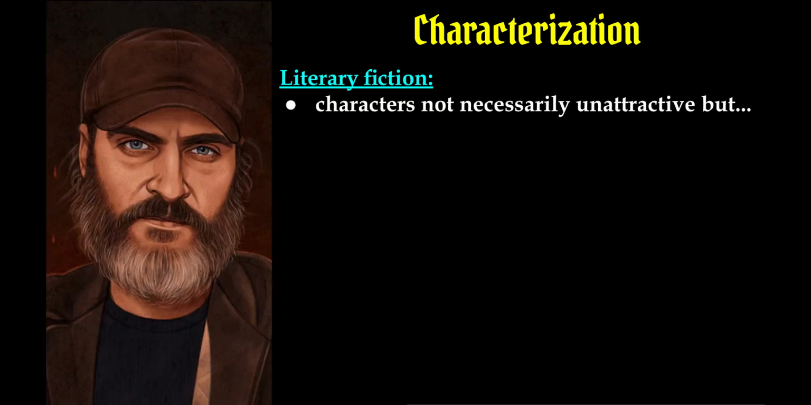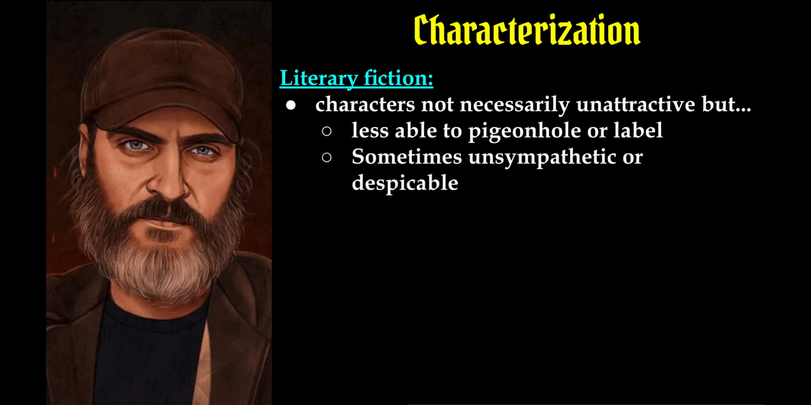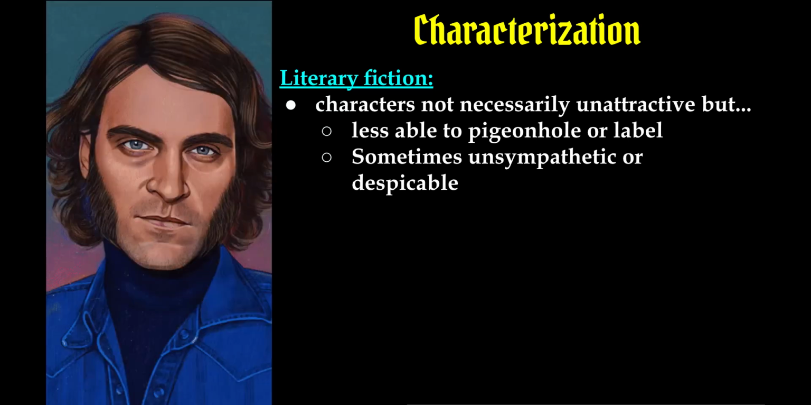So in literary fiction, characters aren't necessarily attractive, but they can be, but they tend to be not necessarily special in that way. They're less able to be pigeonholed or labeled as a stock stereotypical character. Sometimes they can be very unsympathetic or even despicable. In fact, there's a book you might read next year called One Flew Over the Cuckoo's Nest, where the main character, McMurphy, that you're following, is kind of sympathetic. You do like him. You do feel bad for him, but you're also disgusted by him. He's not a good man, even though he does some good things.